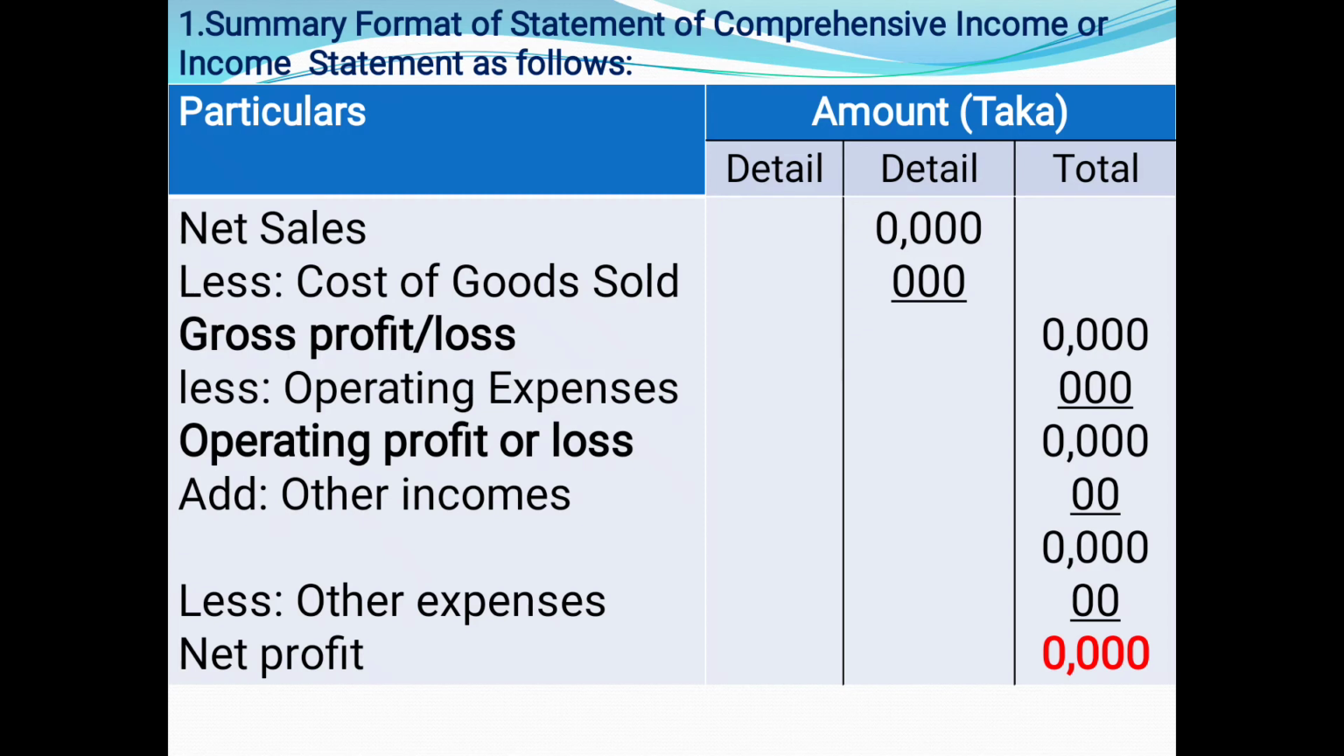Net sales, the first head. The second head, less cost of goods sold. Then we can find out gross profit or gross loss. If cost of goods sold is less than the net sales, then it will be gross profit. But when cost of goods sold is more than net sales, then it will be gross loss. And then after finding out the gross profit, less operating expenses. After deducting operating expenses, we can get operating profit or loss.